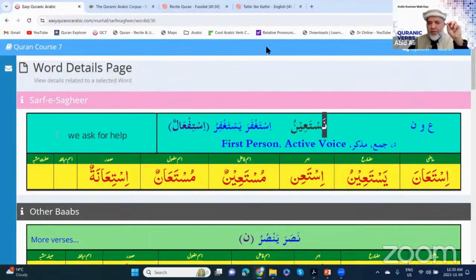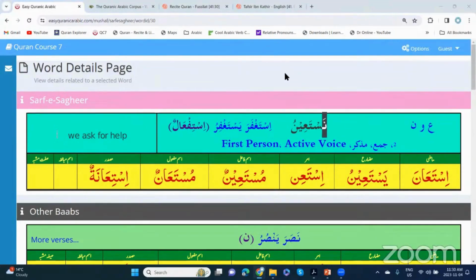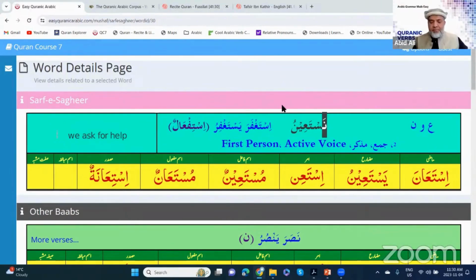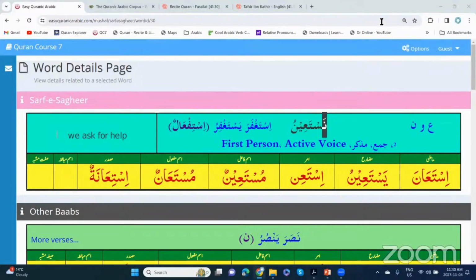Brother Ghani, you have a question? Yeah, this word which you're showing, sarf sagir. Was it in the first course? No, we are doing it in this course. And what do you mean by sarf sagir? Okay. Sagir is small. Small, right? So, Sister Romana, you have another question? You have your hand up. Oh, sorry. No problem. Okay. I can lower it for you.